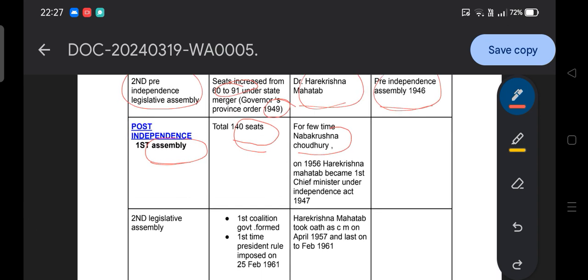In 1956, Harekrushna Mahatab became the first chief minister under the Independence Act 1947. Here you can get a question. They can simply ask who is the first chief minister under the Independence Act. It is Harekrushna Mahatab, the elected person, who became the chief minister after independence. You have to remember here, Harekrushna Mahatab.